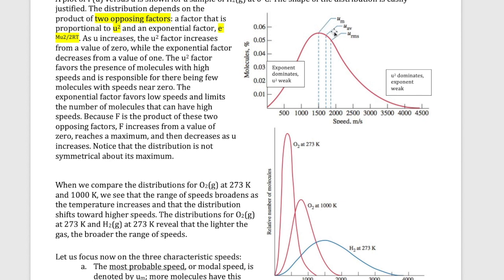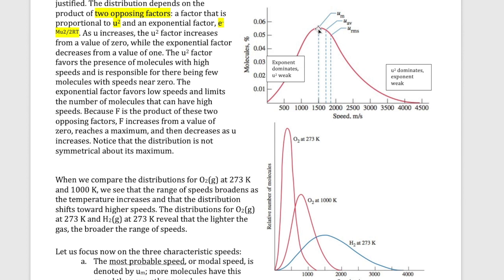Specifically, there are three different speeds that we can look at. The first one is right at the peak, and that's the speed that the greatest number of particles have. That's called the most probable speed. If I randomly pick a particle and try to guess the speed of this collection of particles, I'm going to guess the most probable speed. It's also called the modal speed, u_m.